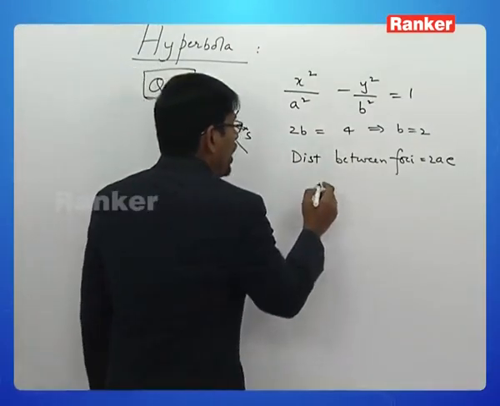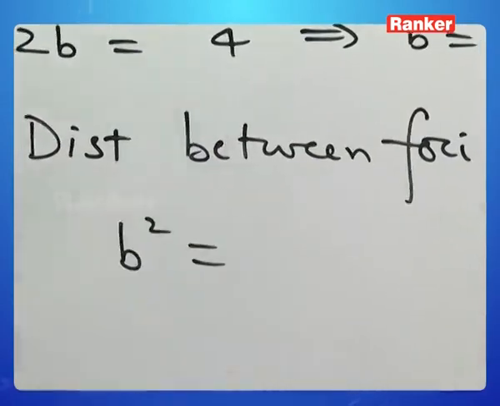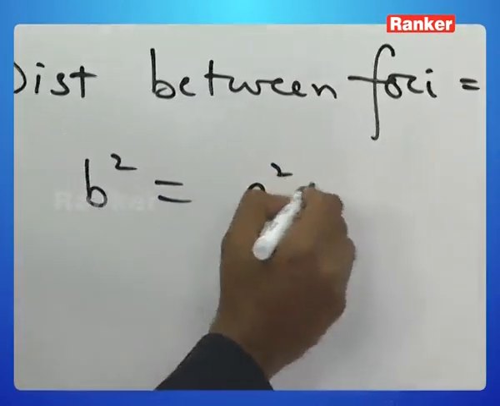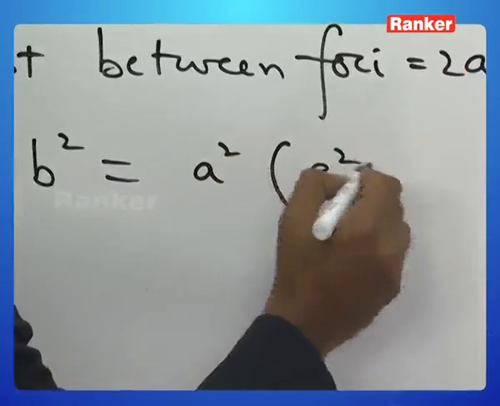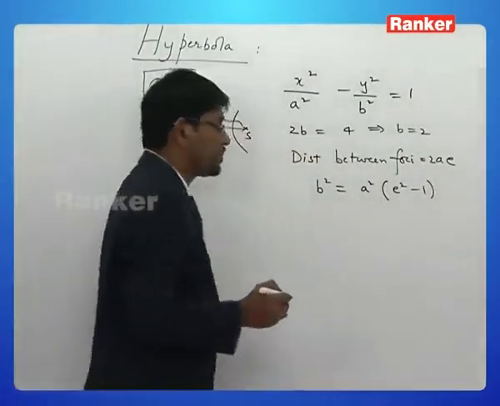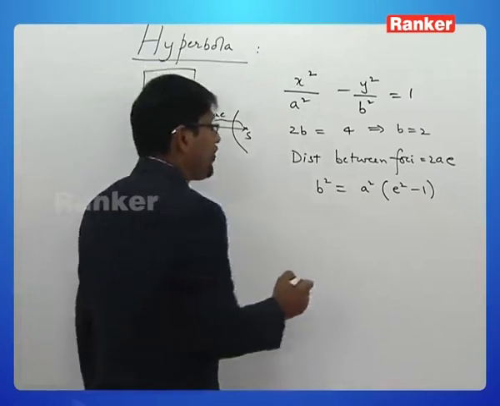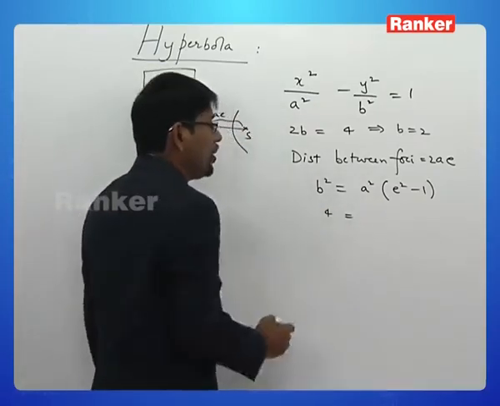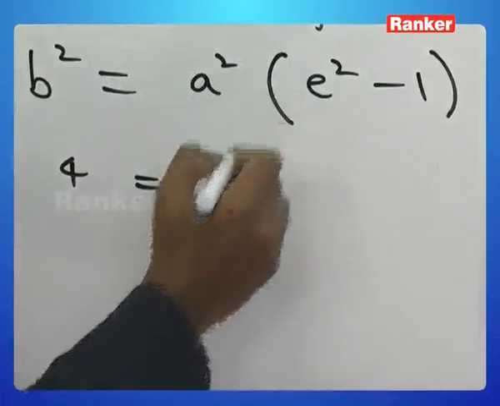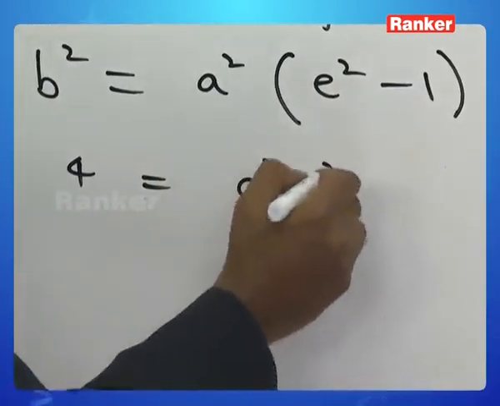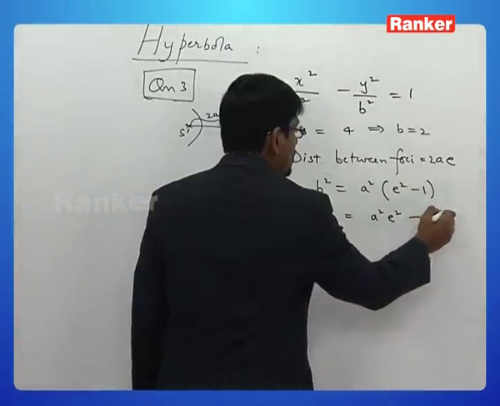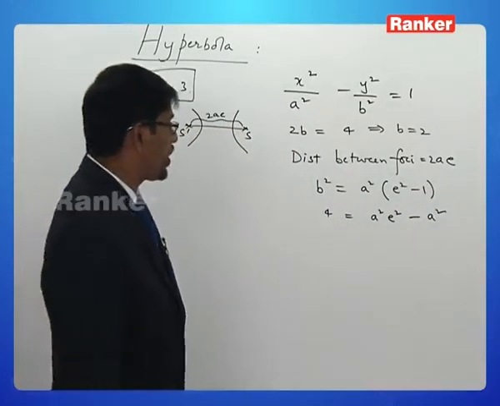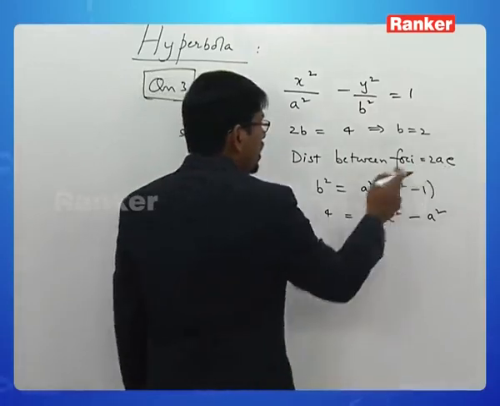Okay. And we also have a relation between B, A, E. What is the relation? B square is equal to A square into E square minus 1. So that makes it 4 is equal to A square E square minus A square. What is A square E square?